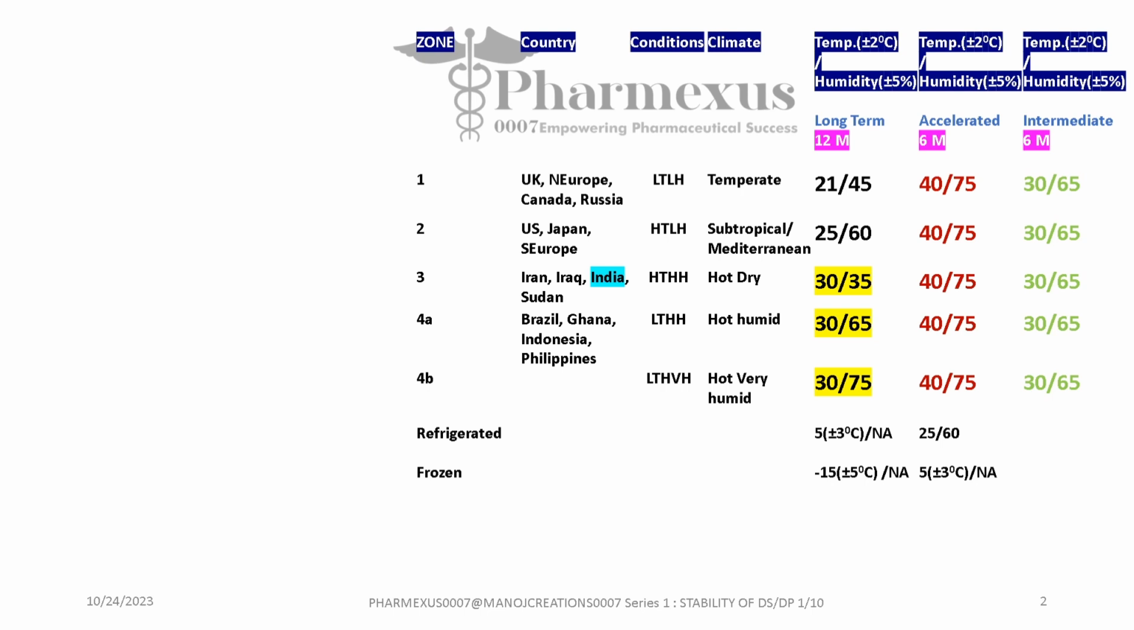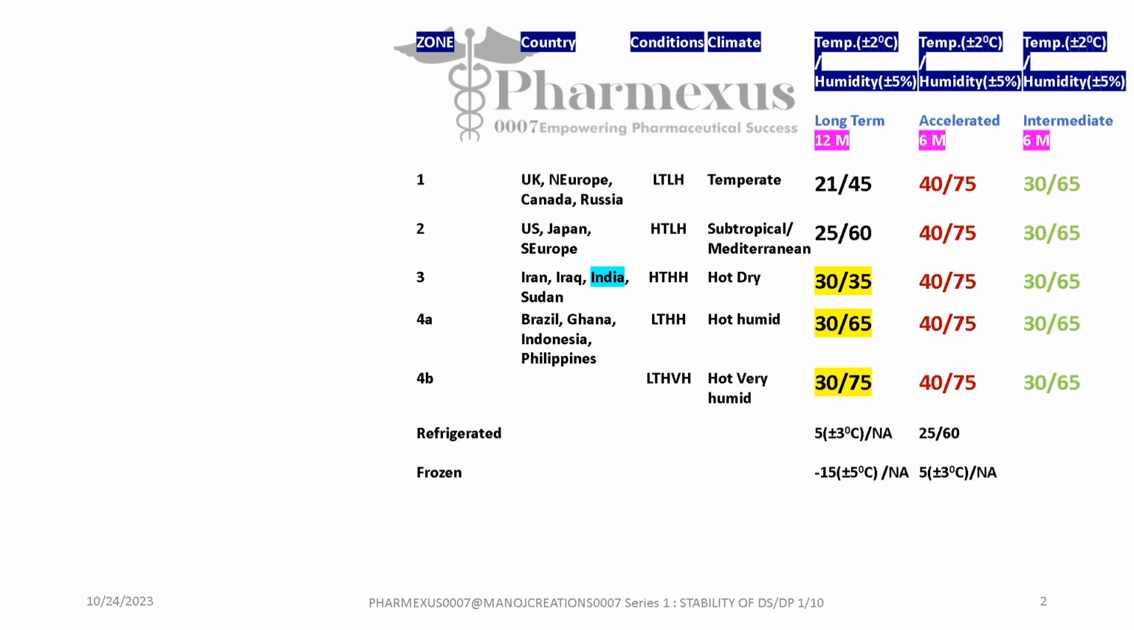So just to summarize, zone 1 will have low temperature and low humidity. Zone 2 will have high temperature, low humidity. Zone 3 will have high temperature, high humidity. Zone 4A will have low temperature, high humidity. Zone 4B again will have low temperature but hot, very humid conditions.